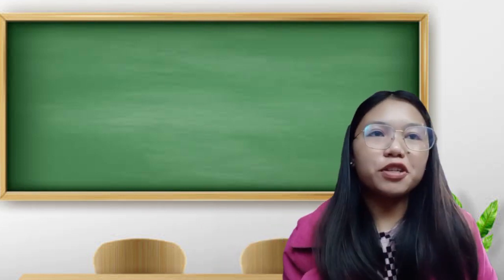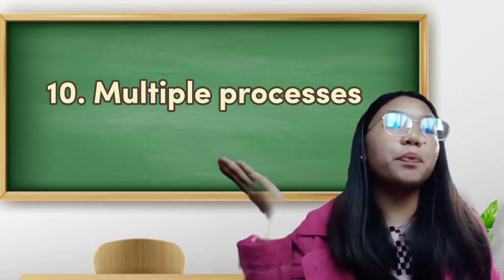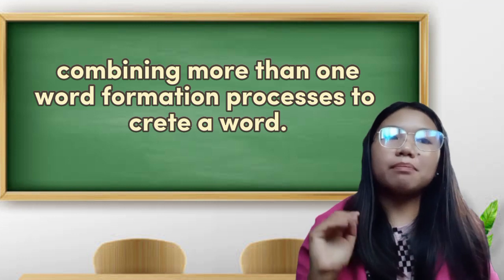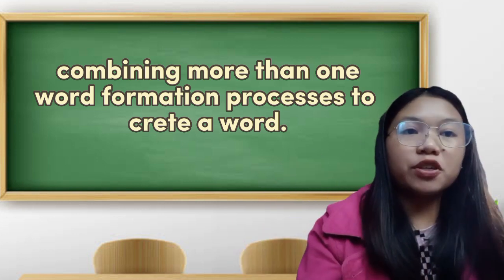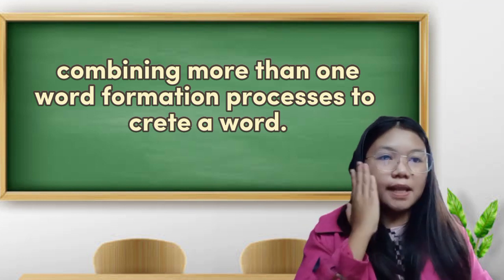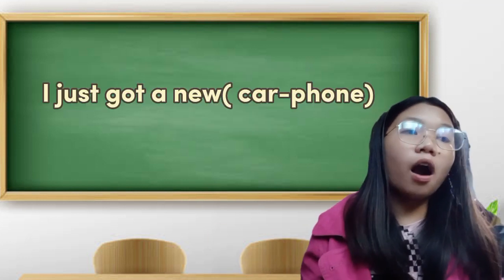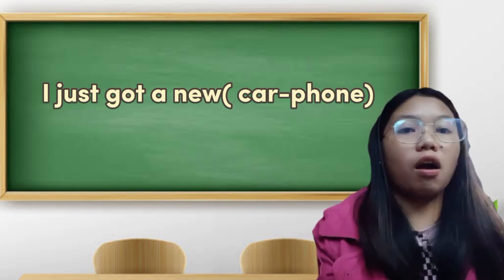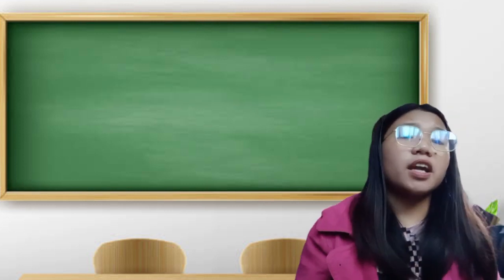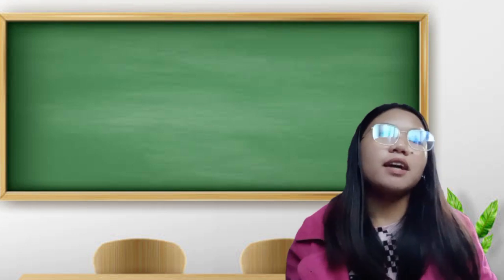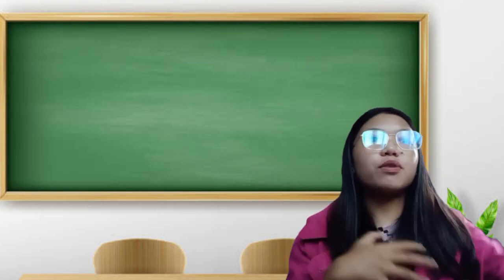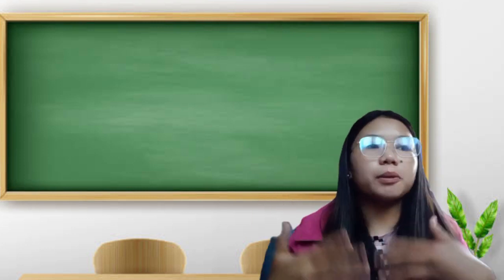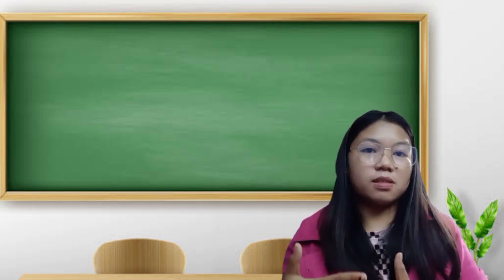The last word formation process that we have is multiple processes. When you say multiple processes, it is a word formation process which happens by combining more than one word formation process to create a word. So say, for example, the word car-phone. Car phone. Okay, I just got a new car phone. That is multiple processes, either borrowing or clipping. When you say multiple processes, it's a combination of those processes like blending, clipping, borrowing. You use a lot of word formation processes in a word.